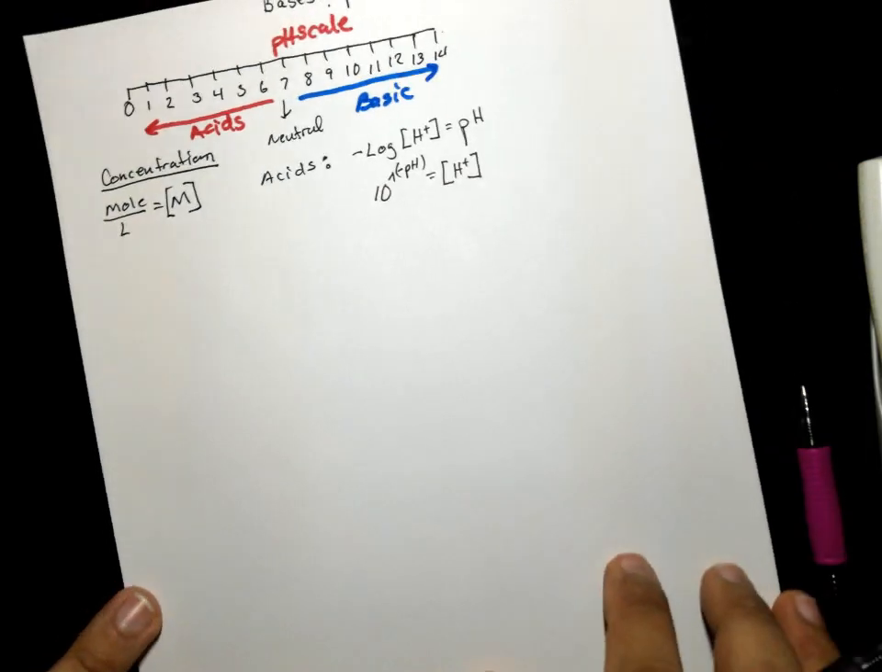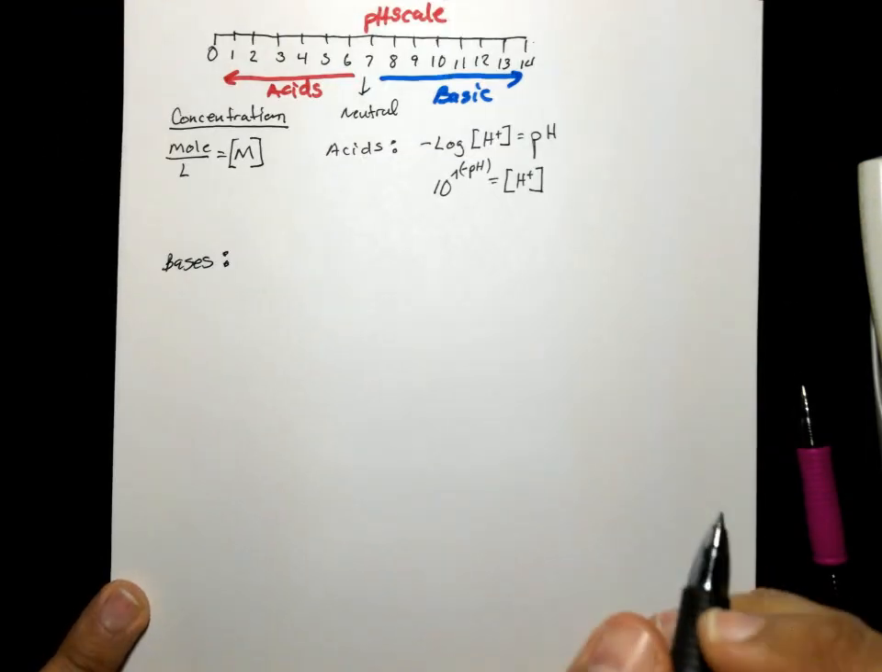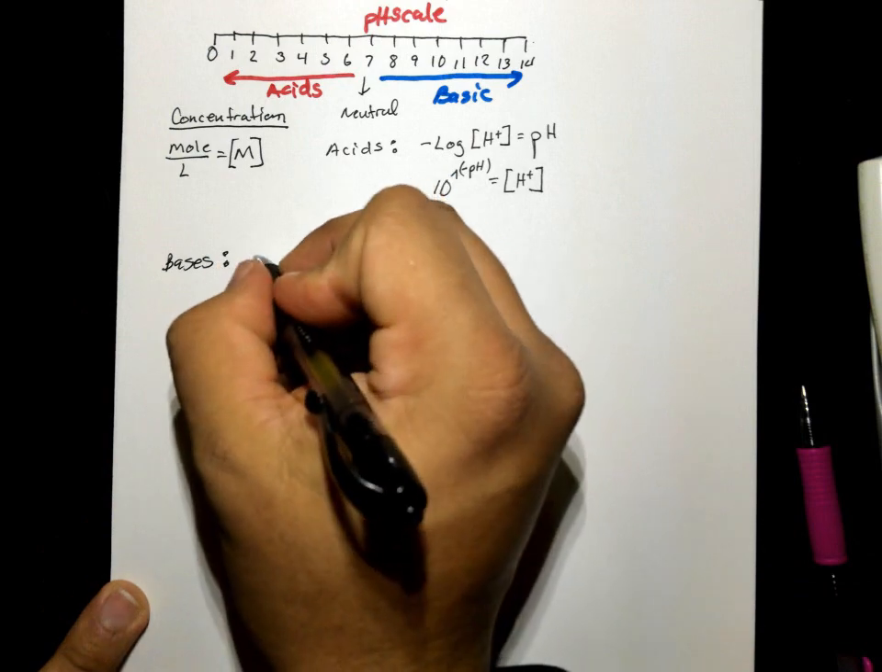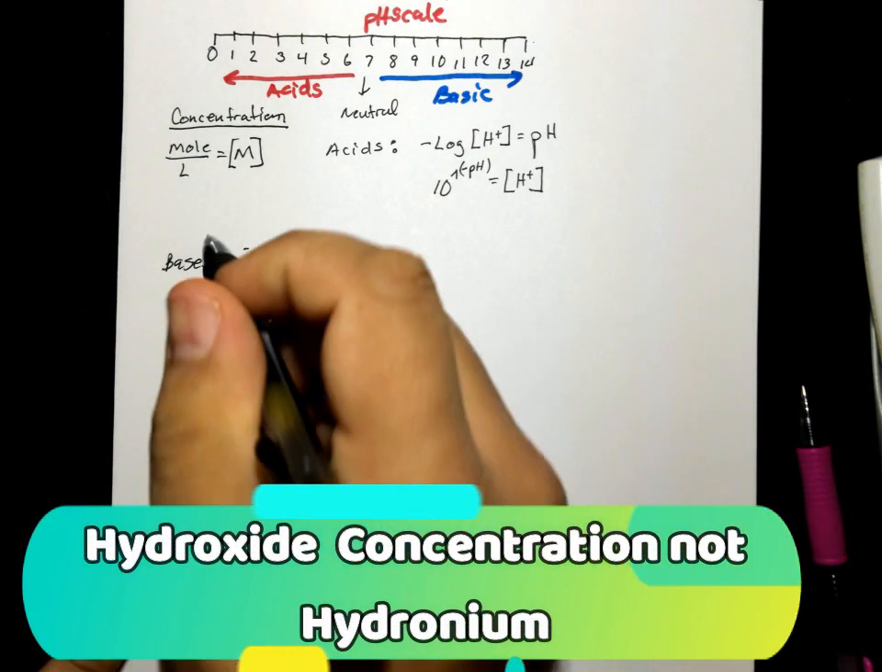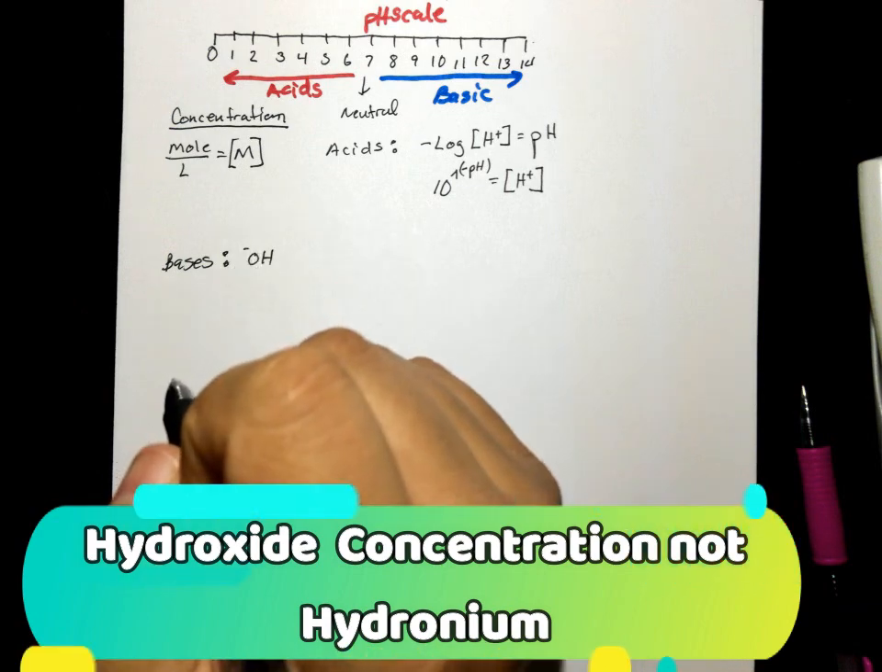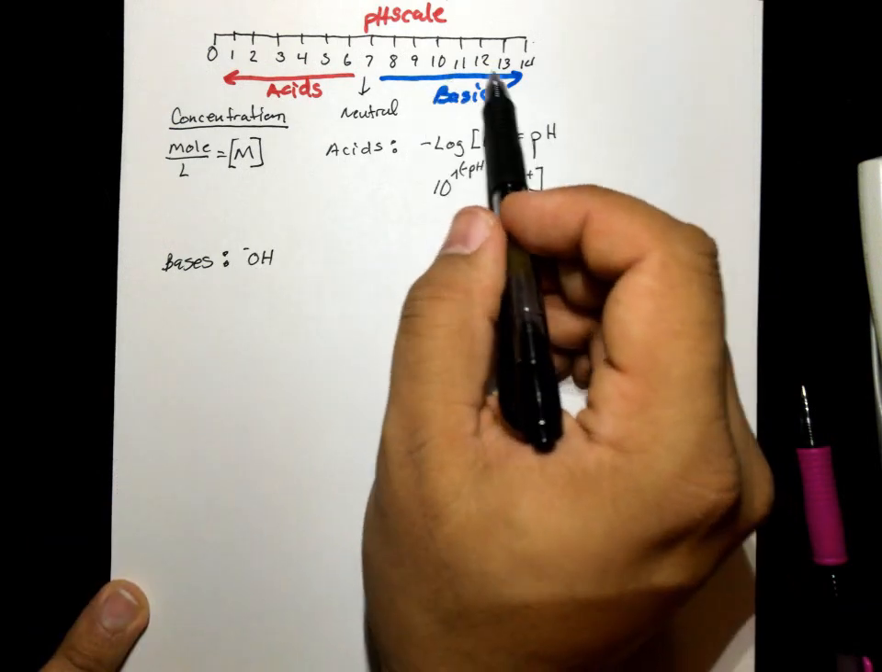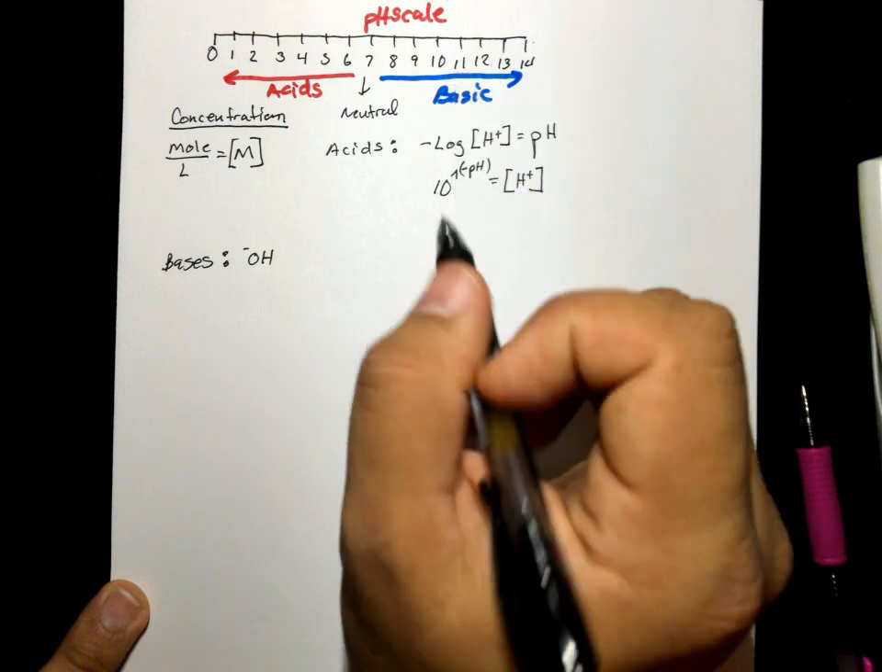Today we're going to talk about bases. For bases, we're actually looking at the amount of OH in solution. So we're looking over here on this basic side of the pH scale.